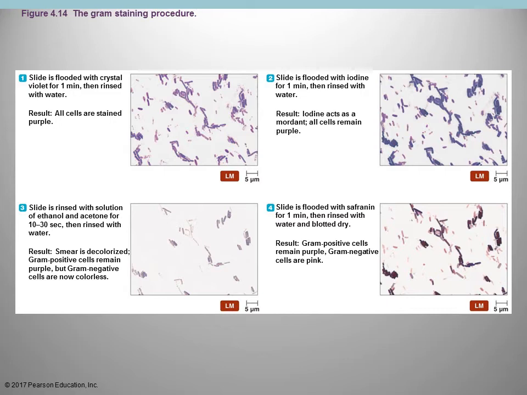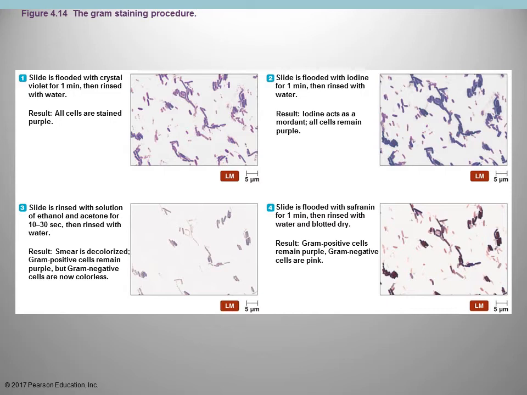Then the third step is the slide is going to be rinsed with a solution of ethanol and acetone. Sometimes we'll use ethyl alcohol in there. Now, some people will tell you to do 2 rinses for 15 seconds. The way I learned it and the way I prefer to do it, because it works for me, is that I add the alcohol for 30 seconds and then rinse it. The alcohol is a decolorization step.